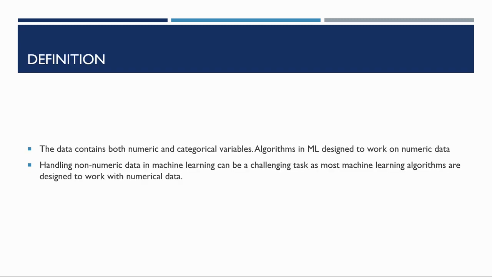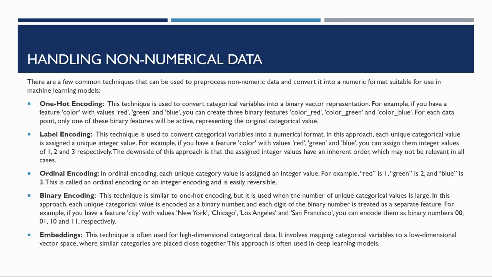The data that we have collected for building the models may contain both numeric as well as categorical data. Algorithms in machine learning are designed to work with numeric data. So how to handle categorical data? We are going to see the methods or techniques that we follow to convert from categorical data to numerical data. Here we have a few of the techniques that we follow to handle the non-numerical data.